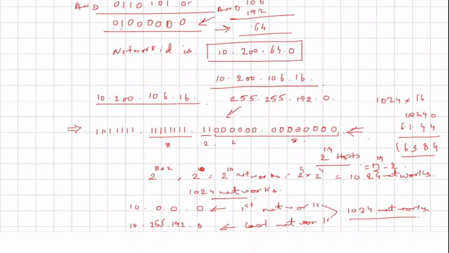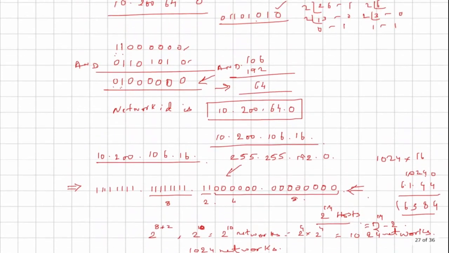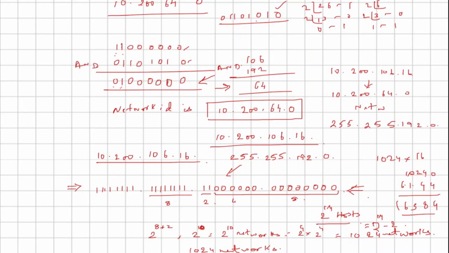So for the network ID of 10.200.106.16, 10.200.64.0 is the network ID, and the subnet mask is 255.255.192.0.